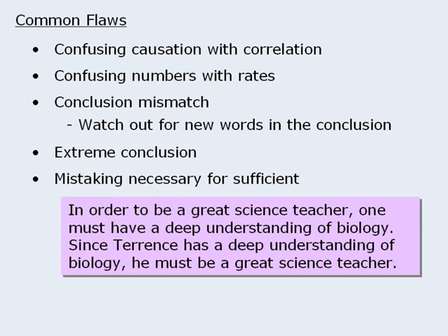In this argument, the premise says that to be a great science teacher, it is necessary to have a deep understanding of biology. However, a deep understanding of biology could be one of many necessary requirements to being a great science teacher. Presumably, some other necessary attributes would include a deep understanding of chemistry and physics, strong teaching skills, a good work ethic, a desire to teach, and so on. So even though Terence meets one necessary condition, we cannot conclude that he meets all of the necessary conditions.